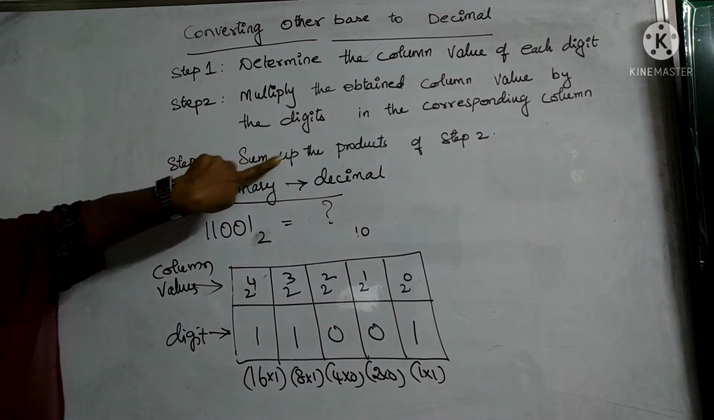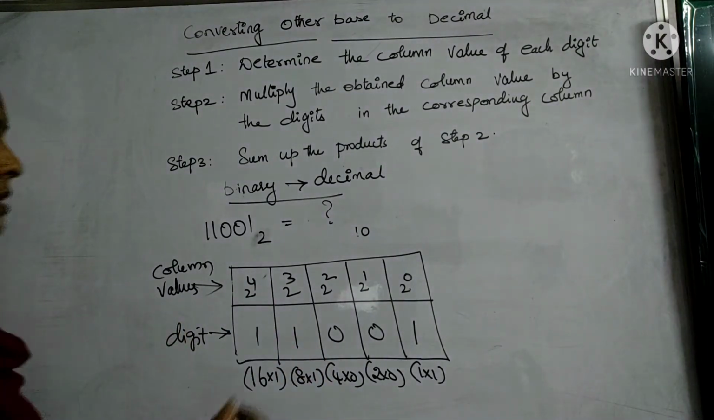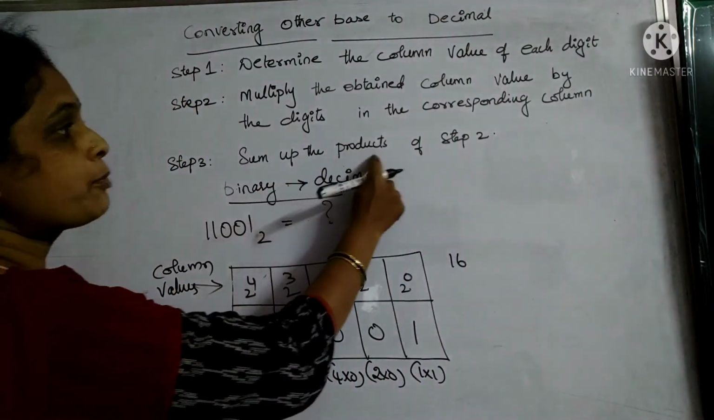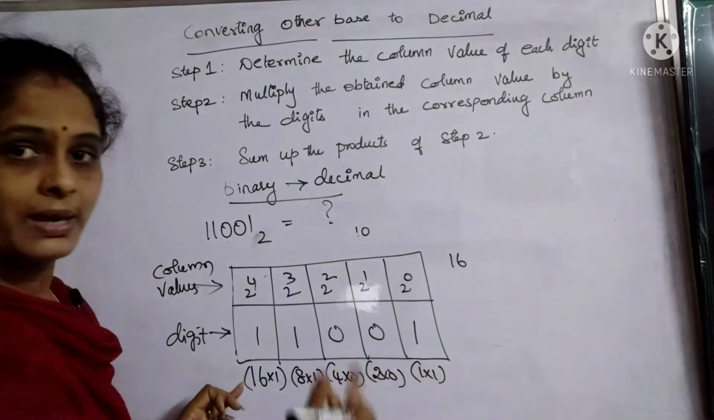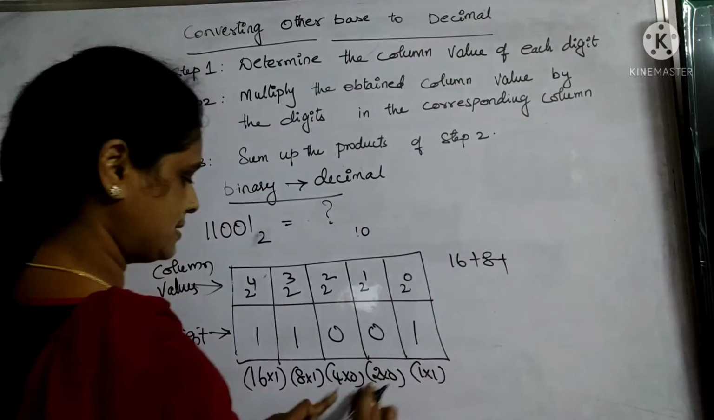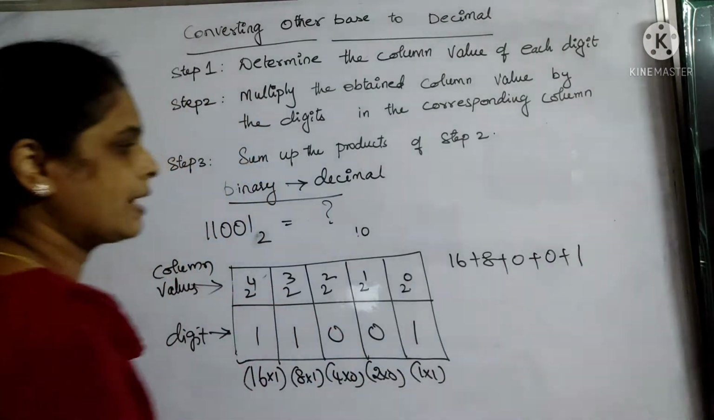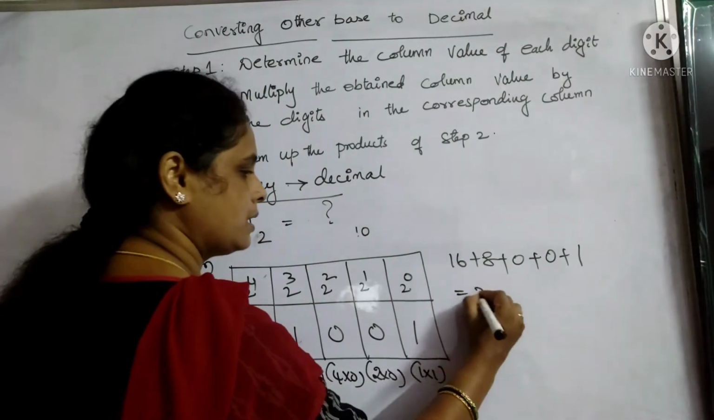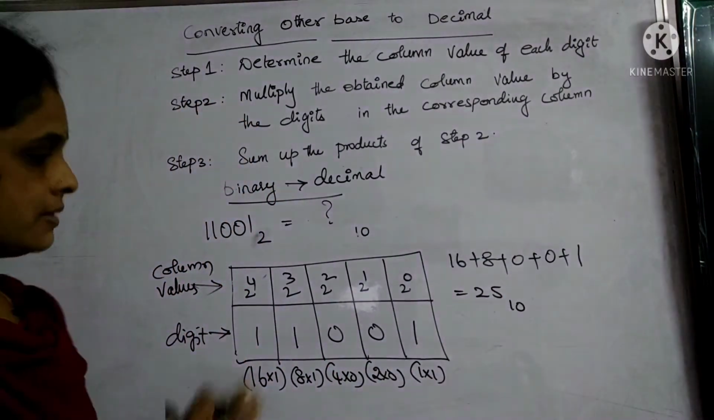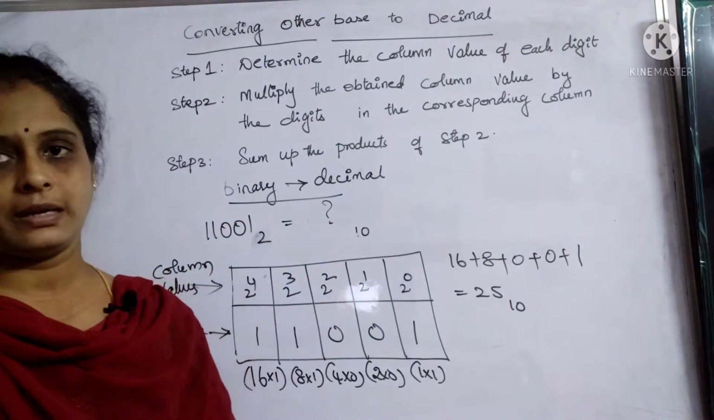What is the third step? The third step says sum up the products of step 2. Whatever products you got here, I want to sum them. So, I'm continuing here. 16 into 1 is 16. Sum up the products of step 2. All these products have to be added now. So, this is 16 plus 8 plus 0 plus 0 plus 1. And this sums to 25. Now, this 25 is in base 10. This is the process of how we convert the given binary number into a decimal number.